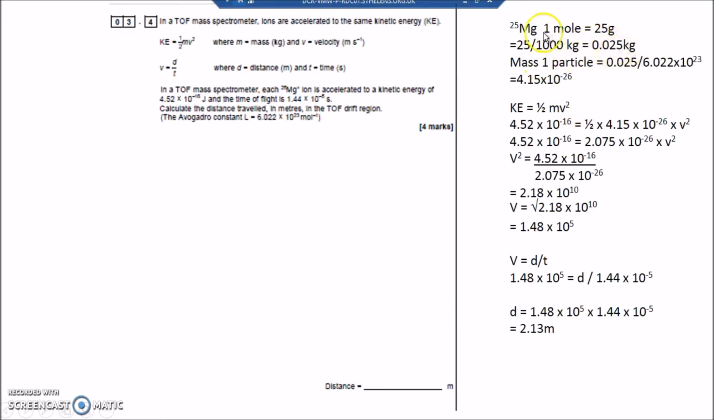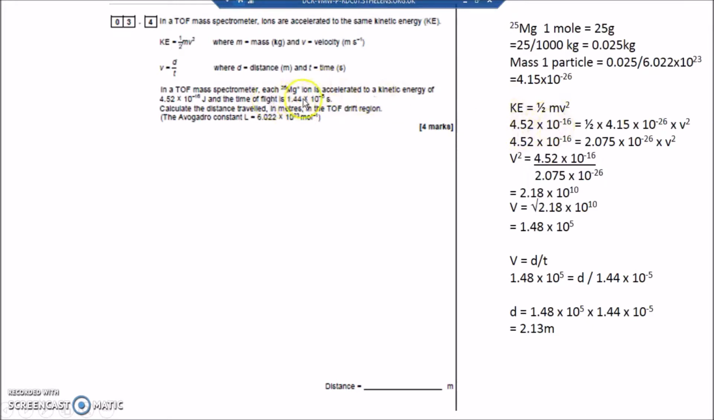Now that's the mass of 1 mole, and we know that there are 6.022 times 10 to the power 23 particles in a mole. So I'm going to divide this number by 6.022 times 10 to the 23. I've got now the mass of just one particle in kilograms, 4.15 times 10 to the minus 26. That's my m value here. Kinetic energy is half mv squared.